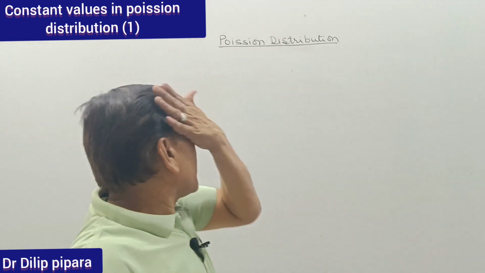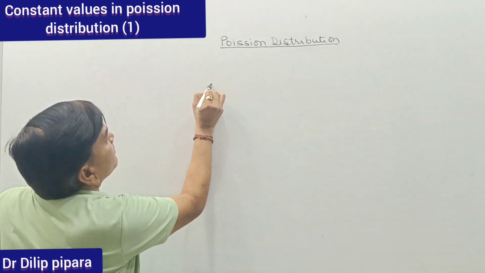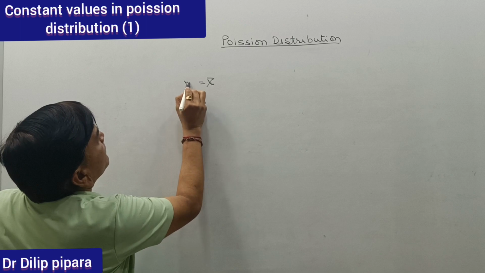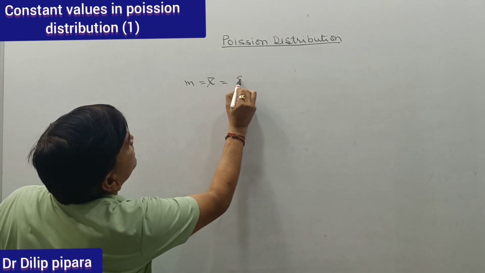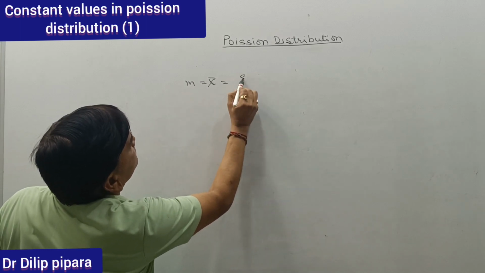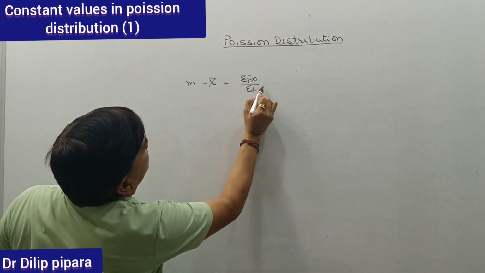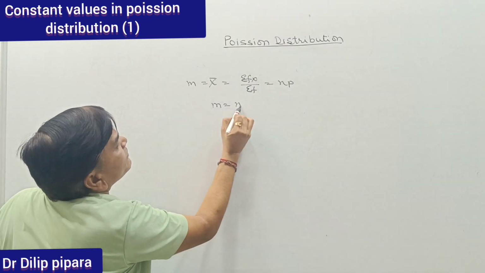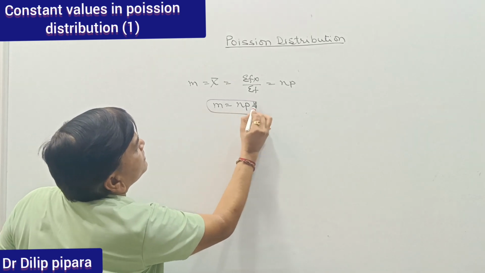In the Poisson distribution, if we want to calculate the arithmetic mean, that is called m. For getting m, we have sigma fx upon sigma f, or np. For calculating the arithmetic mean, we can use np. The very first question is over there.